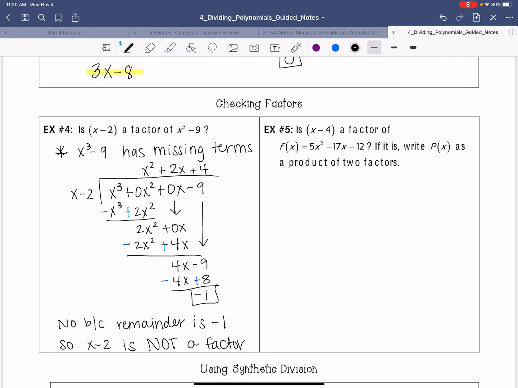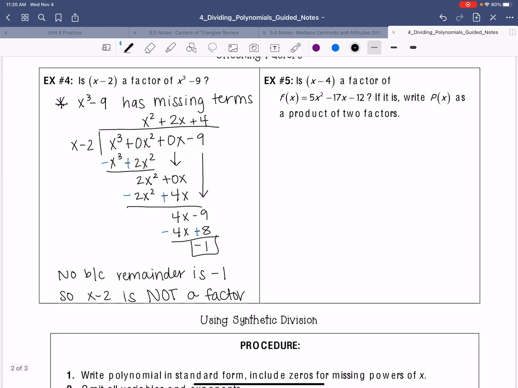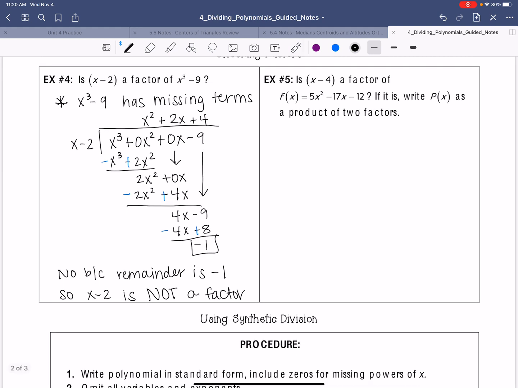Perfect. Let's go ahead, pause the video, give example 5 a try. Okay, so for this one, it says, is x minus 4 a factor of 5x squared minus 17x minus 12? If so, write p of x as the product of the two factors. All right, same thing. So we're going to have 5x squared minus 17x minus 12.